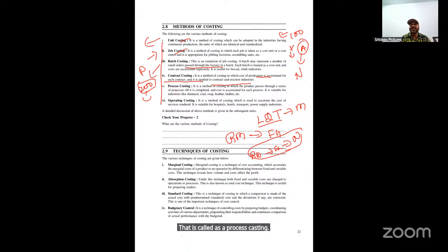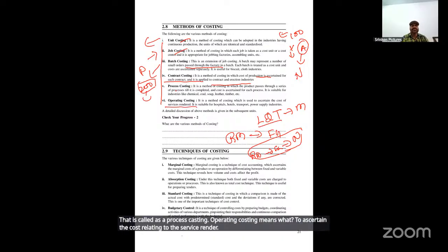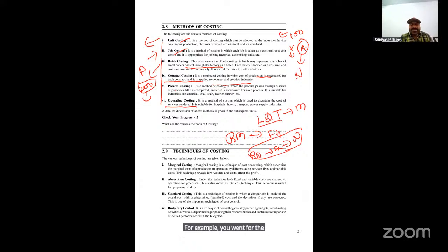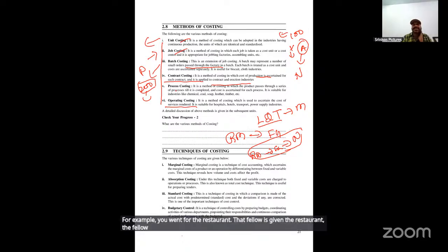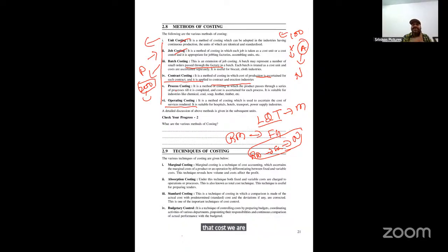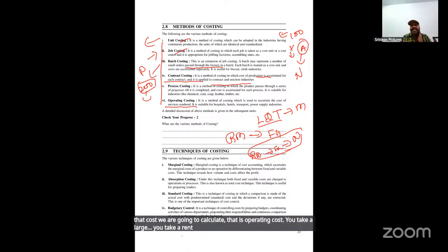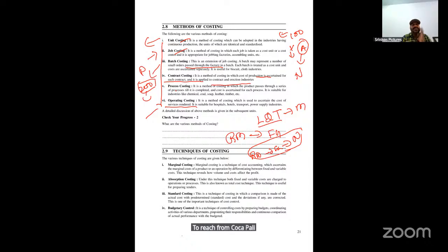Operating costing means ascertaining the cost relating to the service rendered. For example, you went to a restaurant and the restaurant provided a service. That cost we calculate, and that is operating costing. Similarly, you take a rental vehicle, for example transportation from Kukatpally to Secunderabad, whatever amount is incurred. Ascertaining the costs related to providing the transportation service is called operating costs.